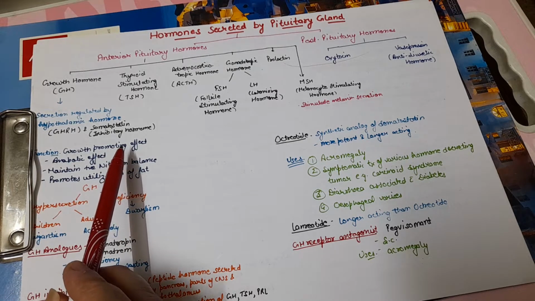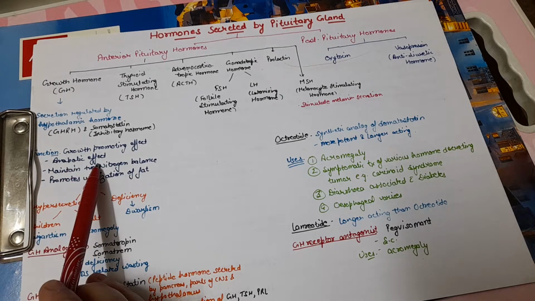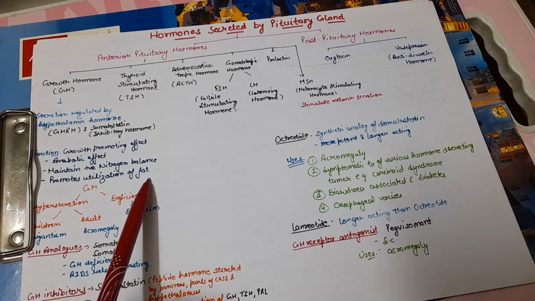The function of growth hormone is that it has a growth promoting effect. It means it helps in growth of an individual. It also has an anabolic effect on muscles. It maintains positive nitrogen balance and promotes utilization of fat.